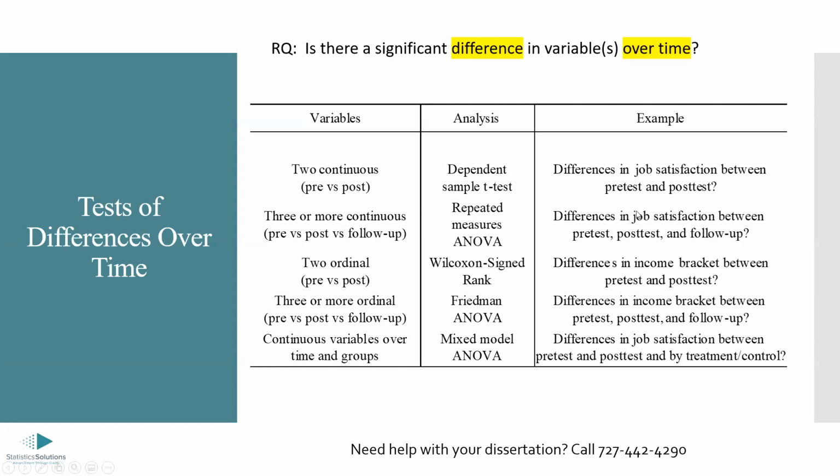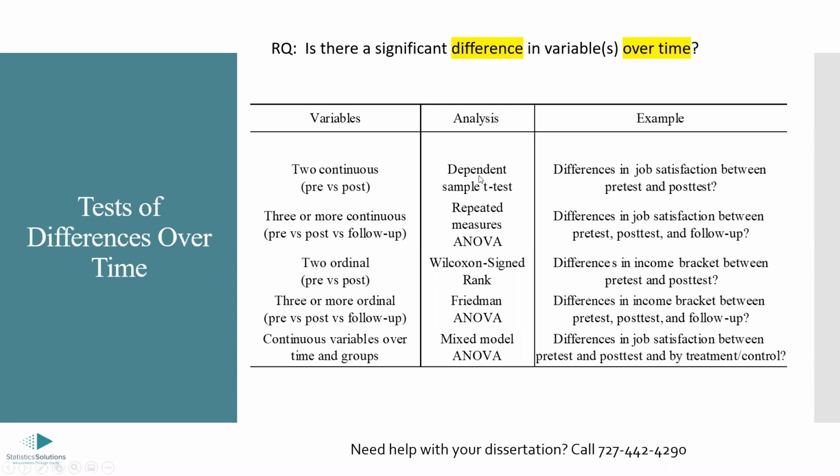Okay, so we still have job satisfaction. And I should have mentioned an important component of doing differences over time is that you match participants. So the same participants who are taking the pre-test also need to be taking the post-test. You need to assign an ID number, or you need to be able to match the people so you can match their scores between pre and post.